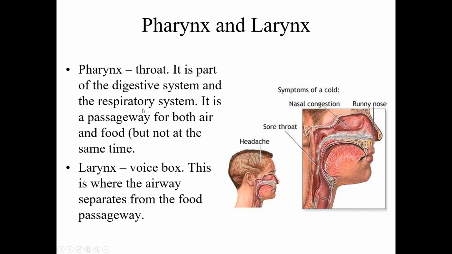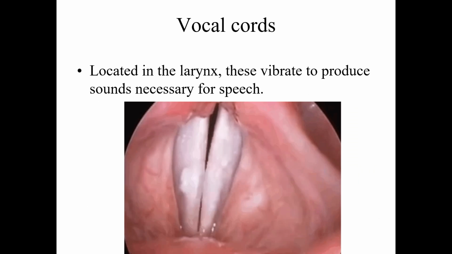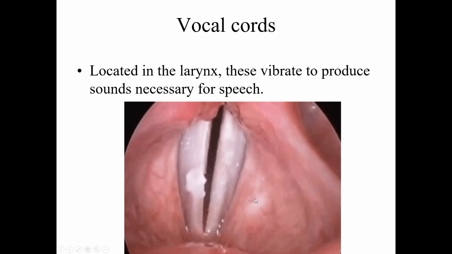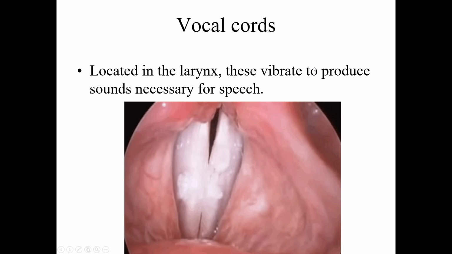Pharynx is your throat. It's part of the airway. It's also part of the digestive system. Larynx is the voice box because you have vocal cords in there. They vibrate to produce the sounds necessary for speech. This just shows you what your vocal cords actually do when you're doing the movements necessary for speech. So notice that they vibrate, and that vibration creates the sound waves that are necessary for speech.